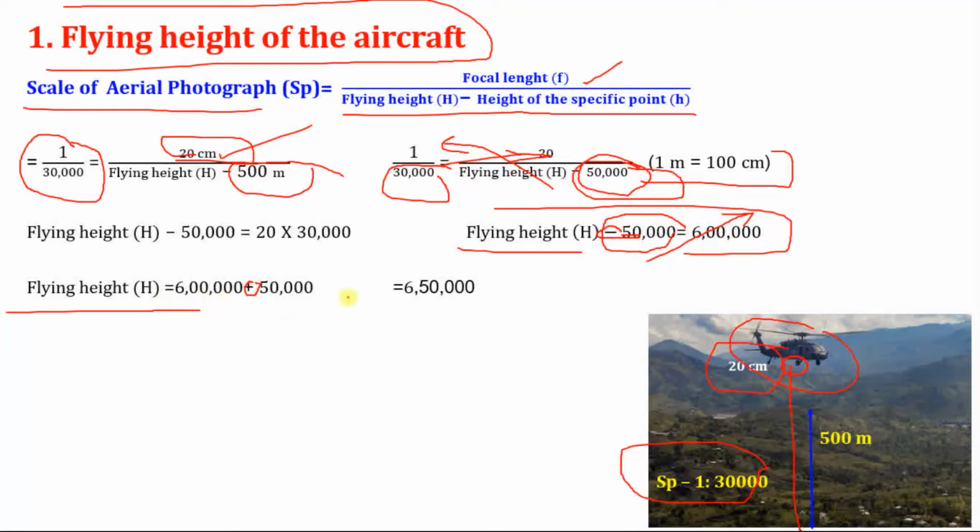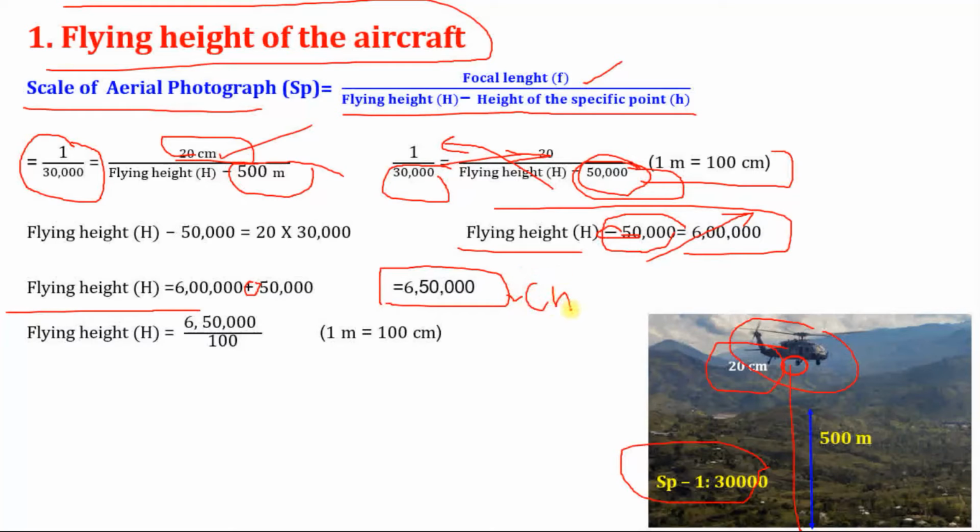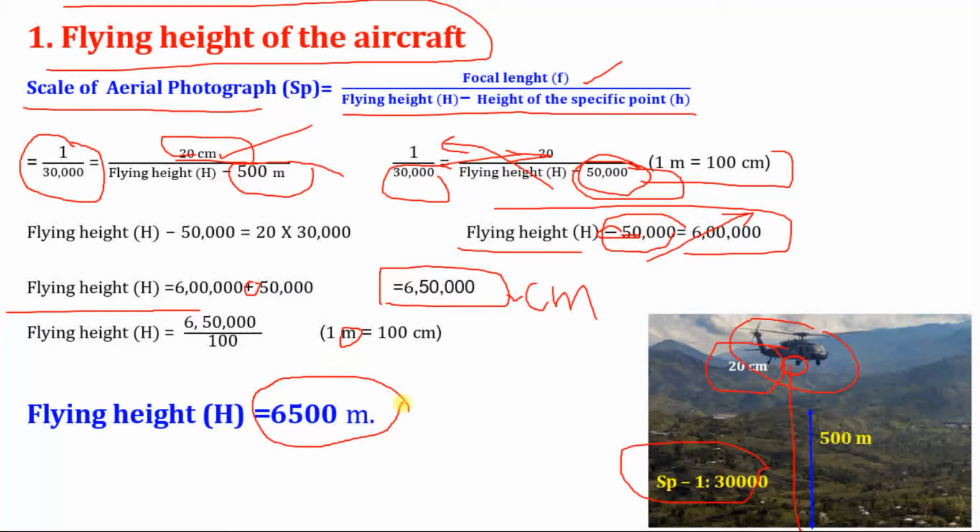6 lakh plus 50,000 is equal to 6 lakh 50,000. This is the flying height. Now the flying height is in centimeter, so we need to convert it into meter. 1 meter is equal to 100 centimeter. 6,50,000 divided by 100 is equal to 6,500 meter. This is the flying height of the aircraft, meaning the height of this aircraft is 6,500 meter above sea level.